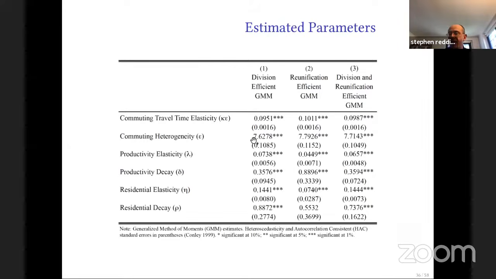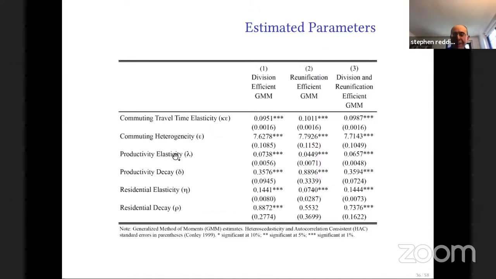That comes out around 7, which is roughly comparable with the Fréchet shapes people estimate in the trade literature, where Eaton and Kortum get around 8. And it's roughly comparable to what we estimate in a different setting in the London paper, where we get a Fréchet shape parameter of around 6. And it's broadly in line with a few other studies as well.